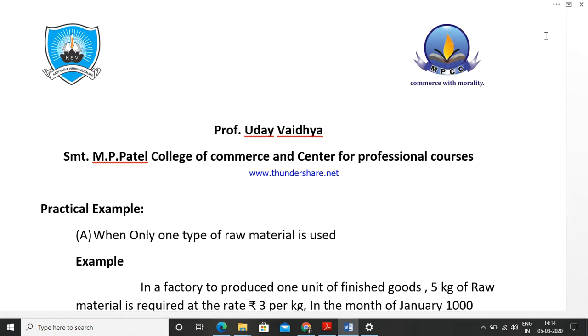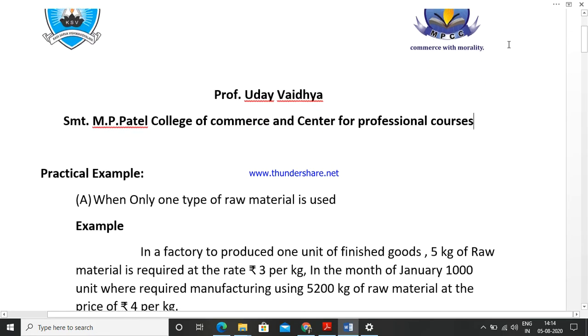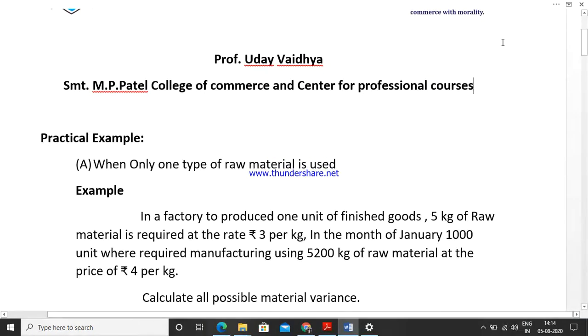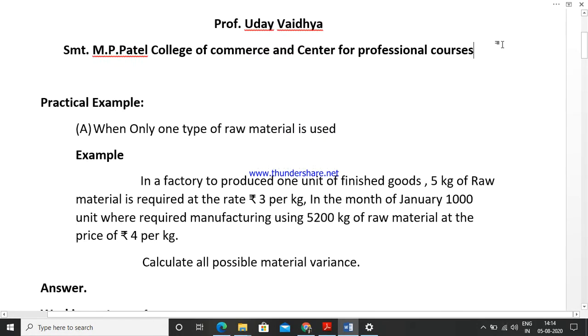I, Professor Uday Vaidya, would like to introduce a new technique for solving a practical example of material cost variance when only one type of raw material is used.